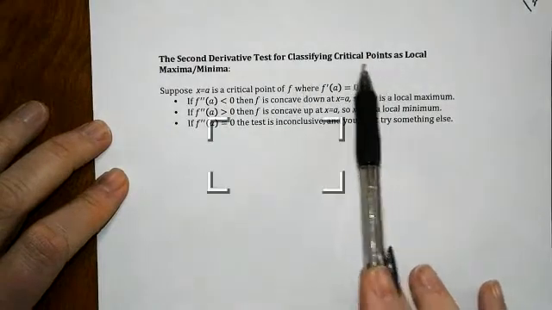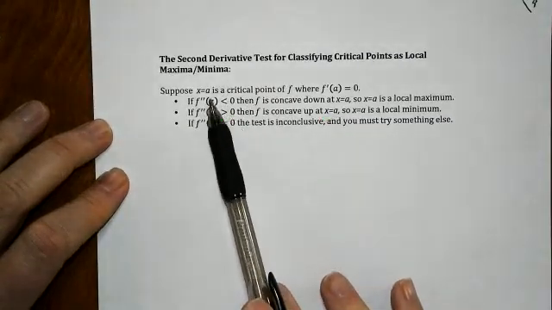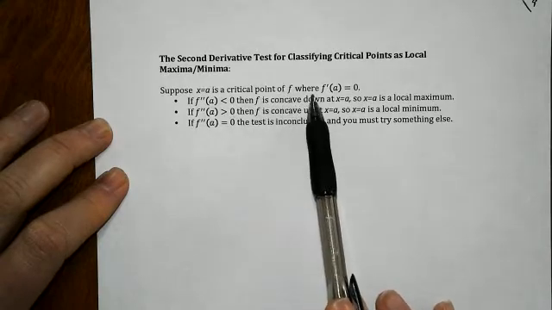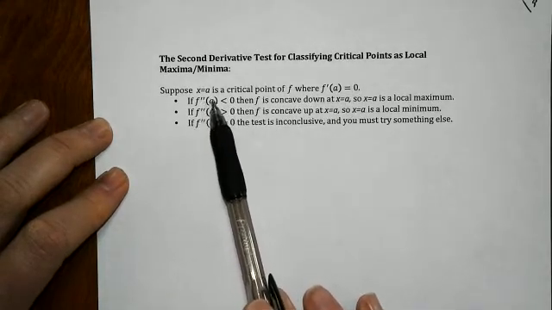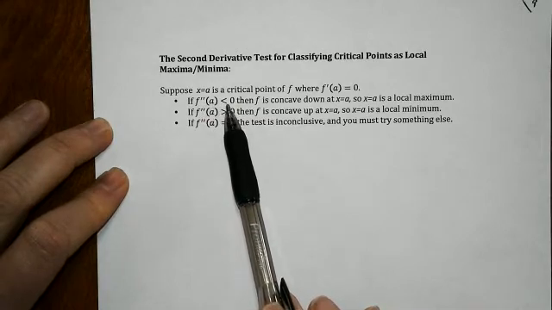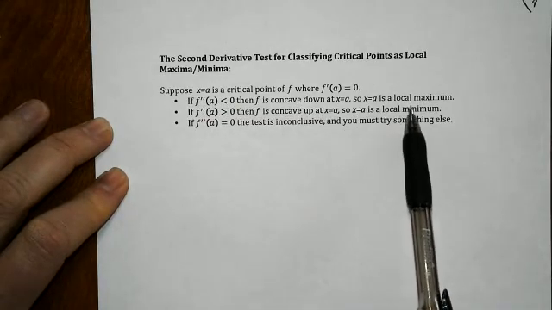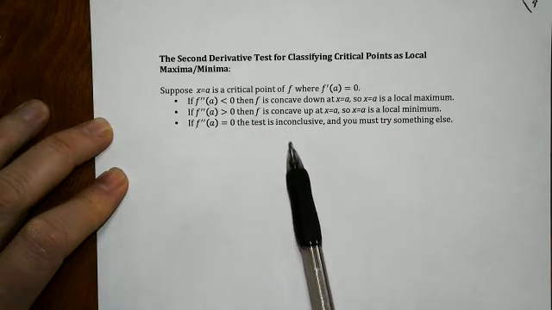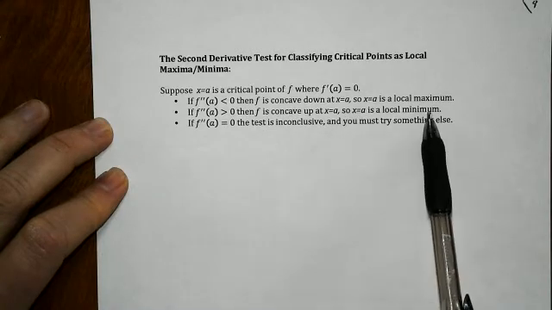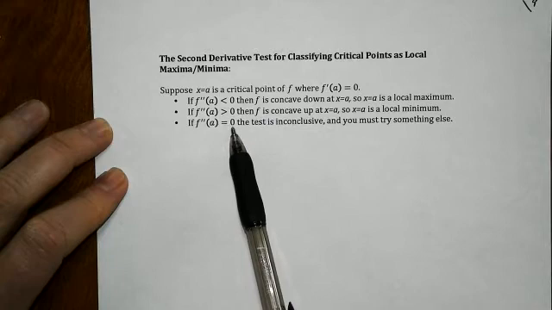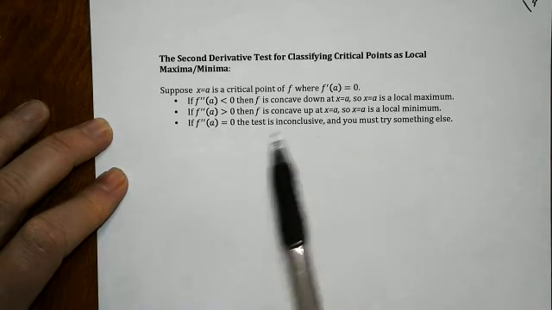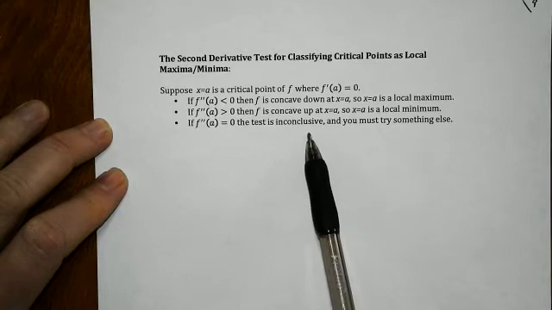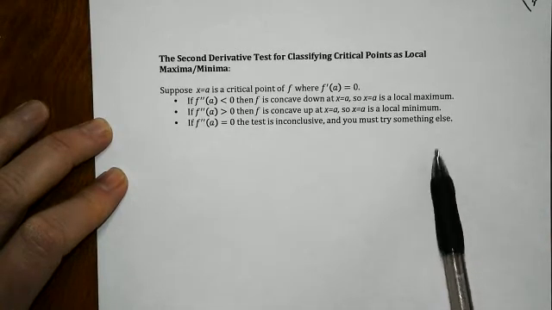And this is what we call the second derivative test. The second derivative test for classifying critical points as local maxima or local minima. Suppose that x equals a is a critical point of f where the derivative is 0. Plug that point into the second derivative. If the result is negative, then the function is concave down there, so x equals a is a local maximum. If the second derivative is positive there, that means the function is concave up, which means we have a local minimum. If the second derivative is equal to 0 at our critical point, the test is inconclusive. All sorts of things can happen. You could have a maximum, a minimum, or neither, so you just have to try something else.